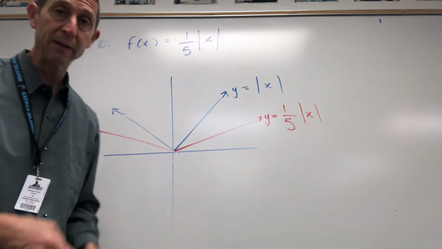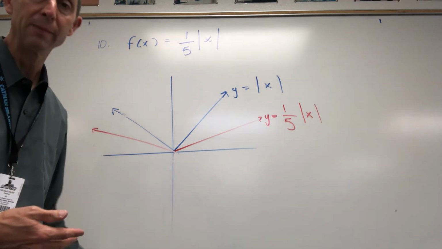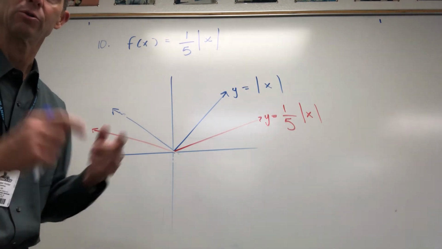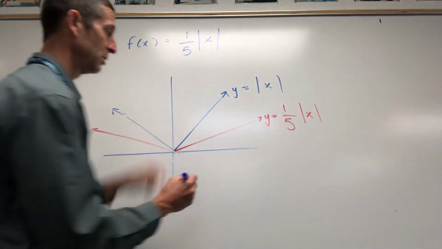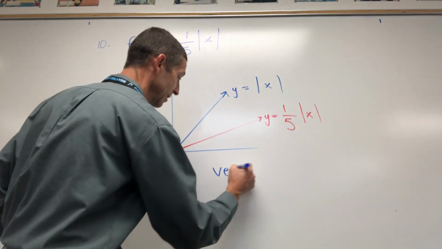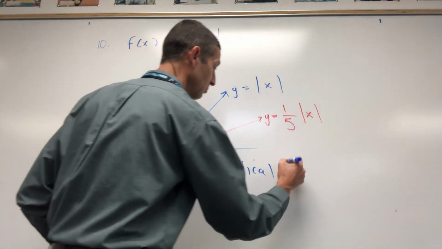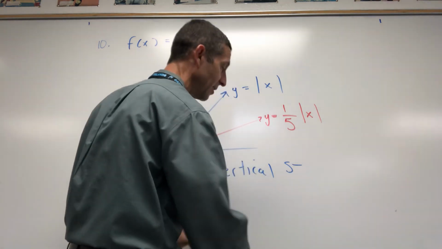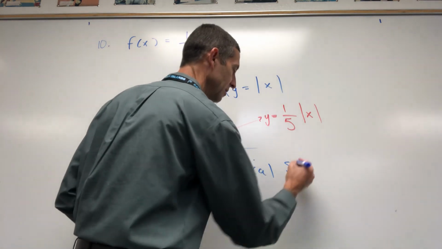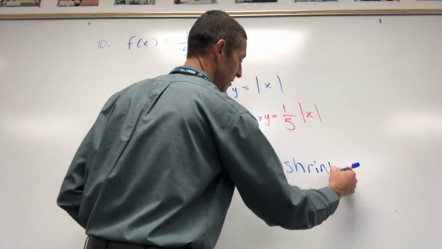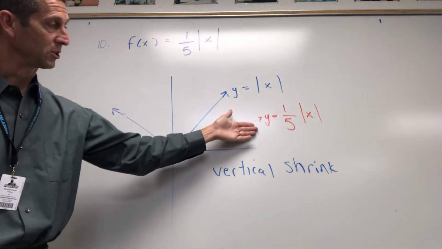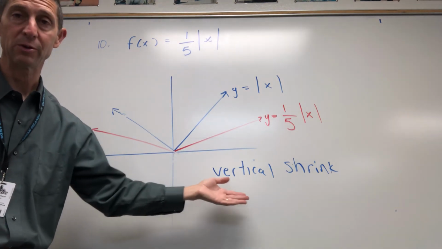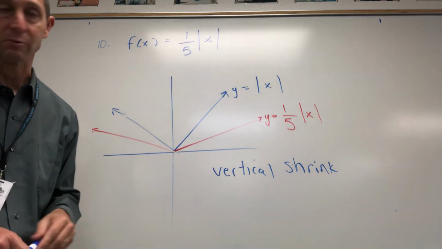After you have both graphs on there, they say, hey, can you describe this? Is it a vertical shrink or is it a vertical stretch? With the 1/5 between 0 and 1, this one is a vertical shrink. So, check parent graph, graph the function that they give you, describe it as a vertical shrink or vertical stretch. This is what we're looking at.